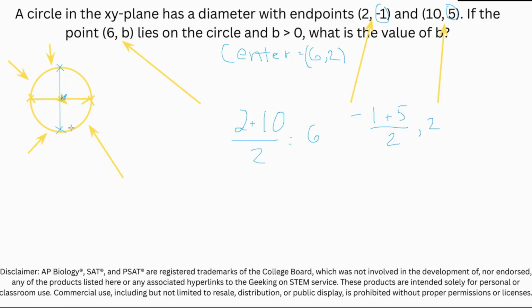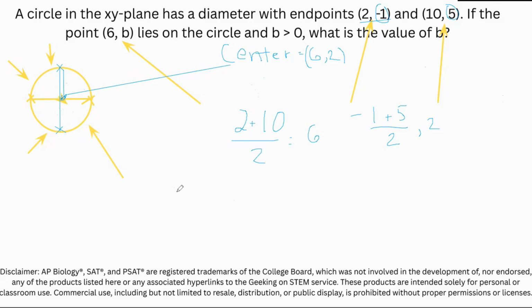So we have to figure out the radius. And remember, the radius is the halfway point. This will allow us to find the distance from the middle to the end. To do so, I have to take the center, that's (6, 2), and then find the distance from one of the points. So I'm going to choose (2, -1) here.